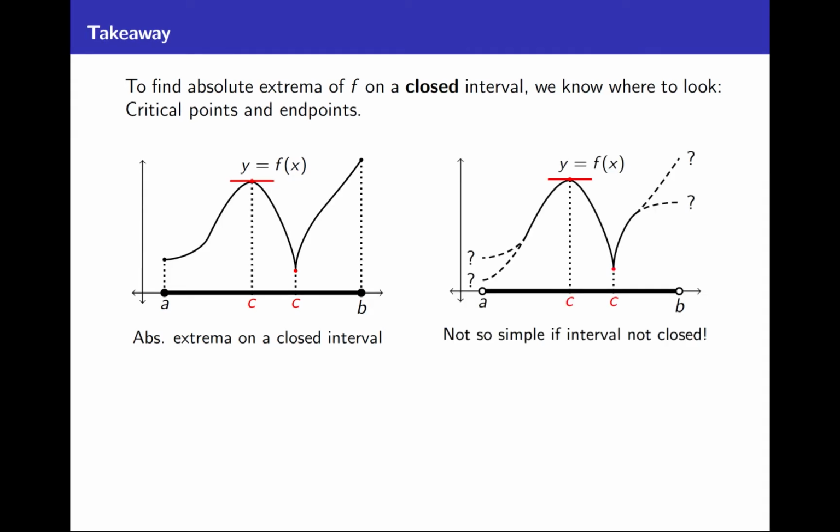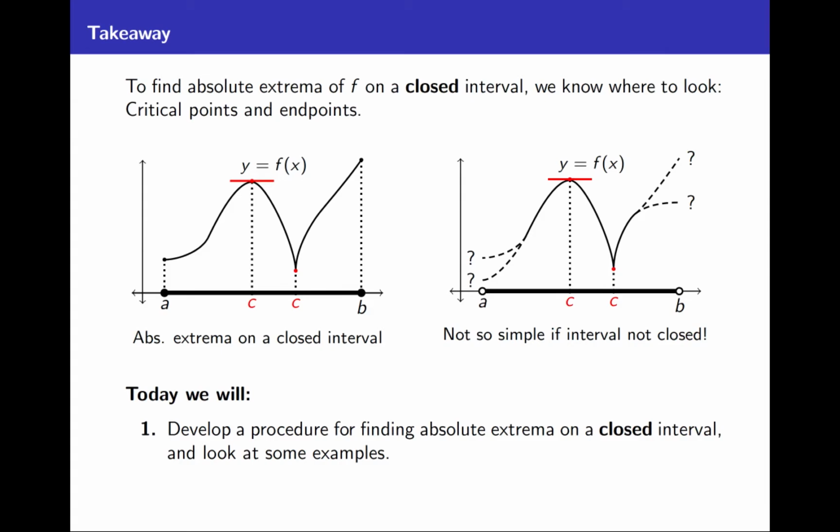But things are not going to be so simple if the interval is not closed. Imagine this function f was defined, instead of on the closed interval from a to b, on the open interval. You may not know exactly what happens at the endpoints. At this endpoint b, does the function go up higher than this local maximum, or does it level out like that? At this endpoint a, does the function dip down lower than this local minimum, or does it not? It's not quite as clear-cut.